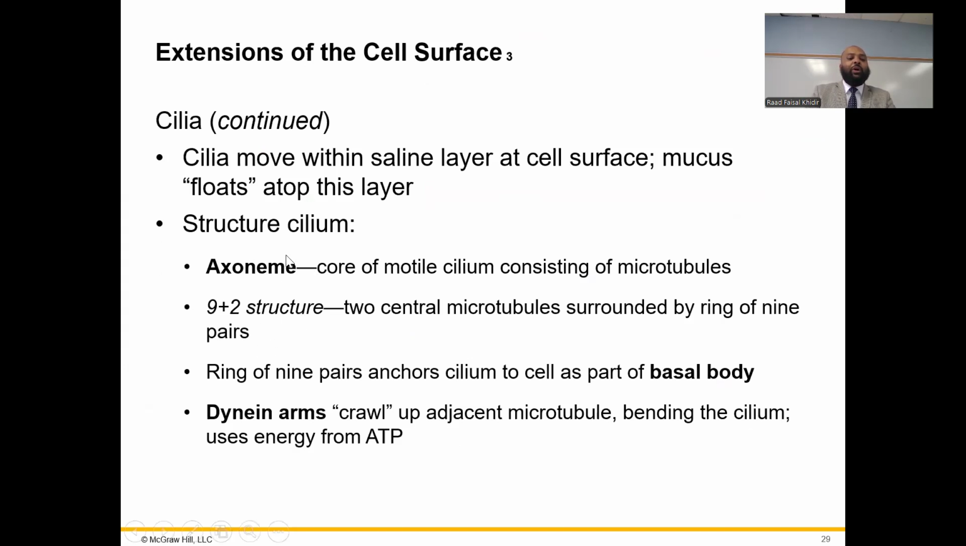They can ask you where you can find the dynein arms and the axoneme: on the microfilament or the microtubule, on the flagellum or the cilia. So what are you going to do? It's the cilia.